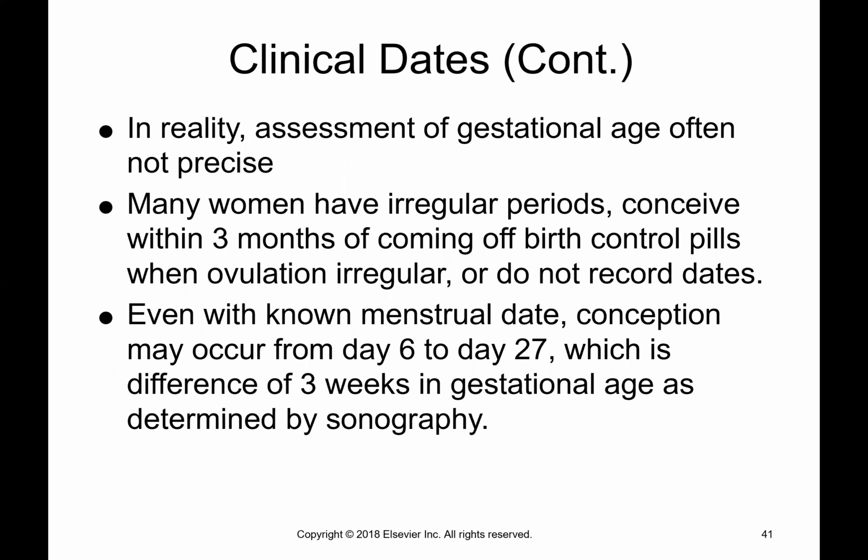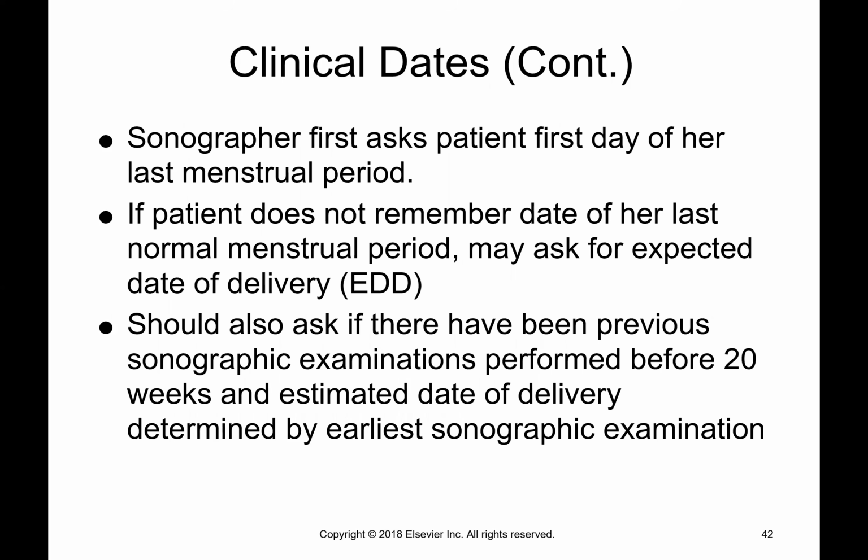And that lasts until third term. In reality, the assessment of gestational age is often not precise. Many women have irregular periods, conceive within 3 months of coming off birth control, when ovulation is regular, and do not record dates. Even with a known menstrual date, sometimes conception won't occur exactly when they think. So the difference could be up to 3 weeks in gestational age. But the LMP gives us the best bet of what the potential date of delivery could be.